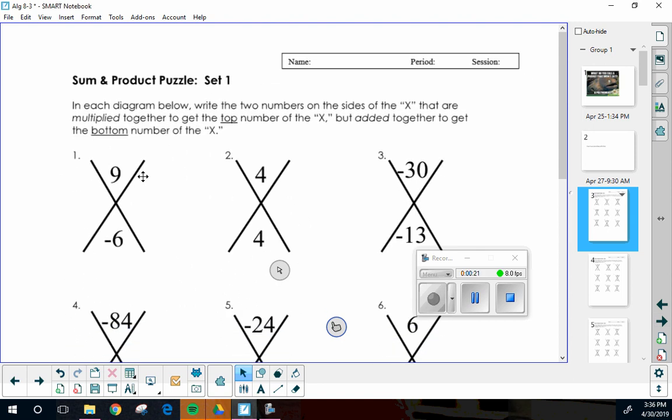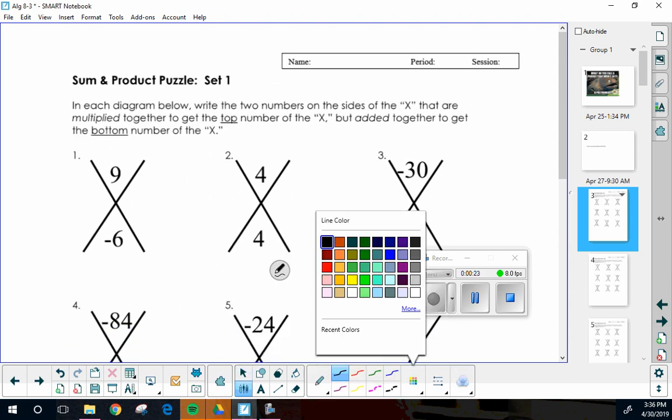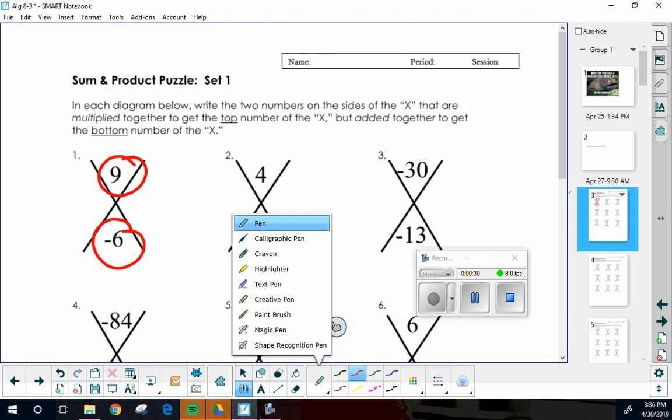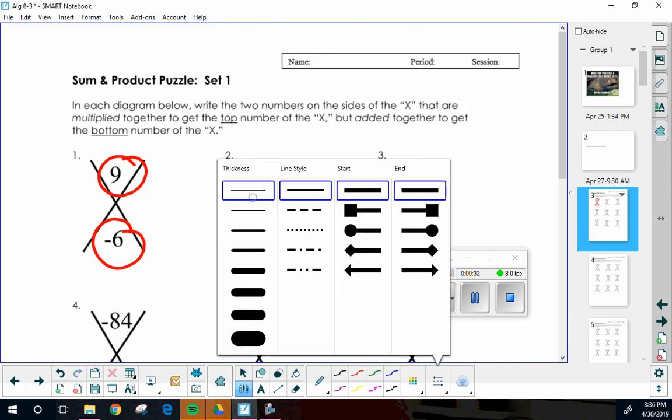Oops, just kidding. We're going to look at this top number. And then we're going to look at the bottom number, and we're going to try to figure out, please let me get the right pen size.